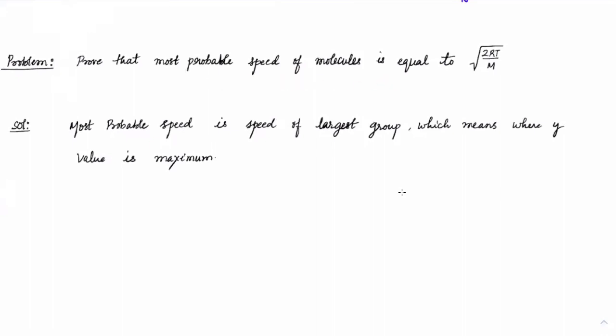Most probable speed should be equal to root of 2RT by m. So how do we do this? You can simply use this equation: y is equal to ax square into exponential of minus bx square. We know that most probable is the speed where you are getting the maximum number of fragmentations, or the maximum number of particles. So this is that u most probable.